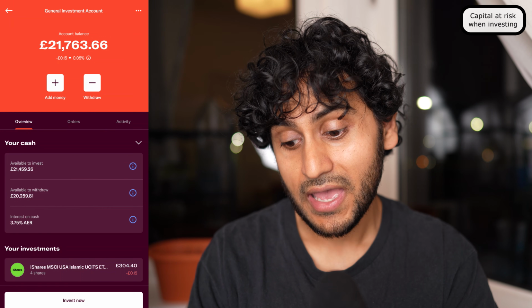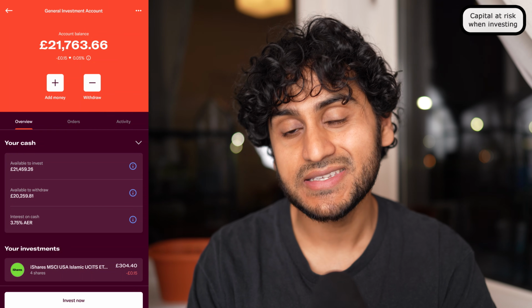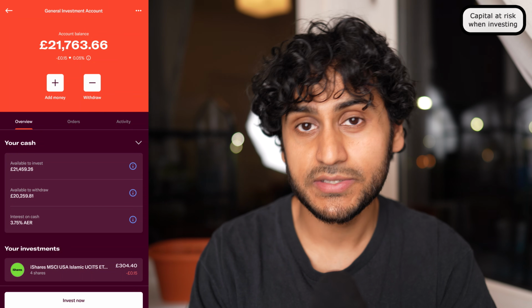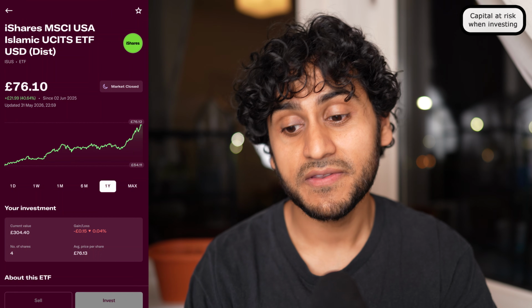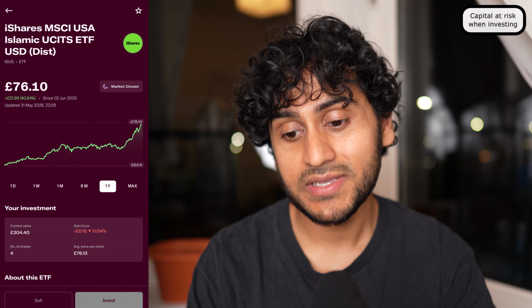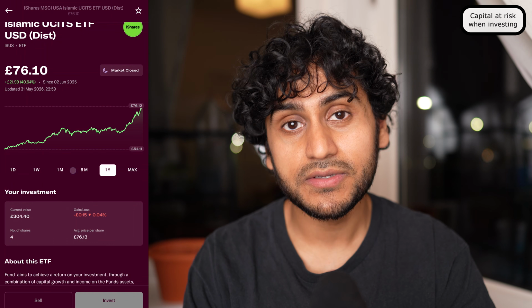As you can see, I do have an open position here and it is down by 15 pence or 0.05 pence. You can see my open positions right here. Now, this is the fund that I've invested into, ticker code ISUS. This is the iShares MSCI USA Islamic Fund. You can see the movement of the share price over certain periods.